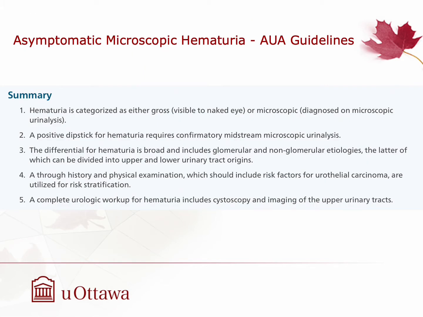So to summarize those AUA guidelines, hematuria is categorized as either gross or microscopic. A positive dipstick for hematuria requires confirmatory midstream microscopic urinalysis. And then obviously a thorough history and physical examination looking for risk factors for urothelial carcinoma, which are then utilized for risk stratification. And generally speaking, lower tract and upper tract assessment with cystoscopy and imaging, depending on whether it is gross or microscopic.